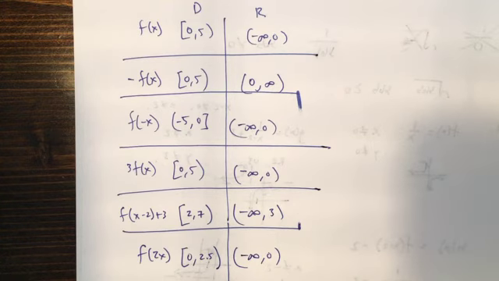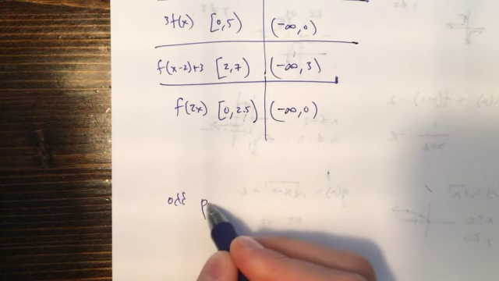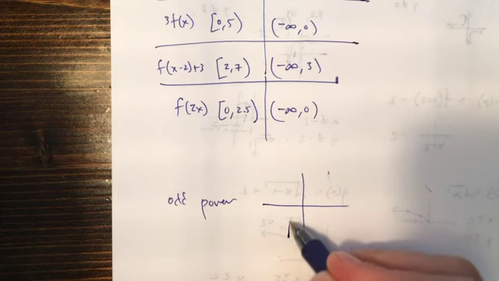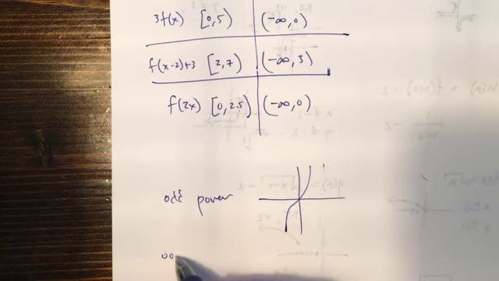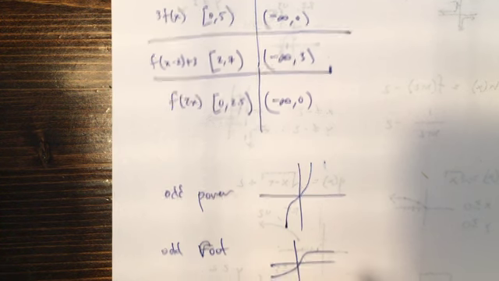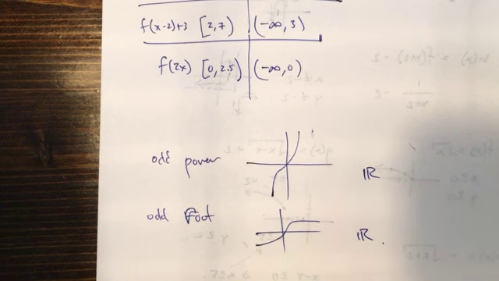And the final question in this section was, why isn't it interesting to talk about the domain and range of odd power functions and odd root functions? Well, that's because odd power functions look like this, and odd root functions look like this. So their domains and ranges are all real numbers, so it's just kind of boring to talk about.